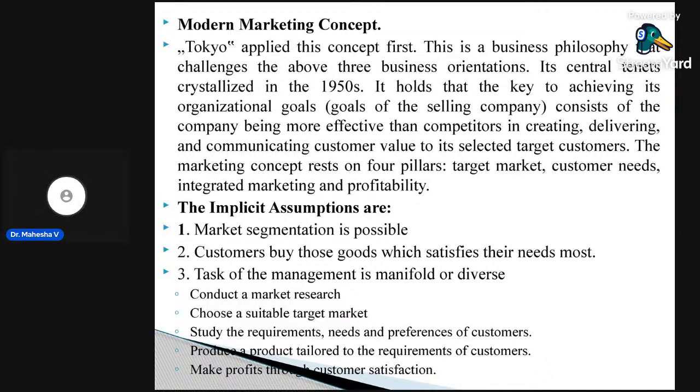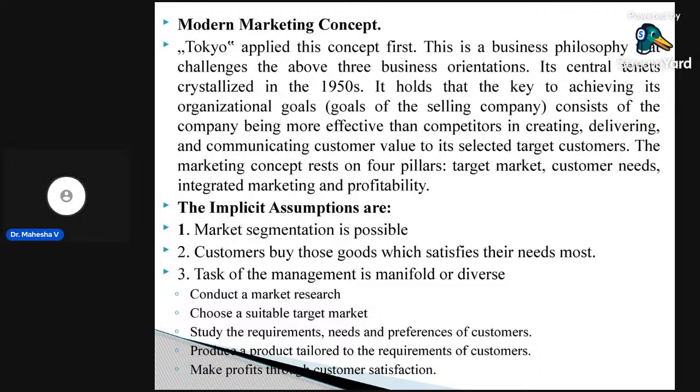It holds that the key to achieving the organizational goals of the selling company, that is, the ultimate goal of increasing profitability by increasing the volume of sales, consists of the company being more effective than the competitors in creating, delivering, and communicating customer value to its selected target customers. This is how to increase the sales volume and make your customers more attracted towards your offering.